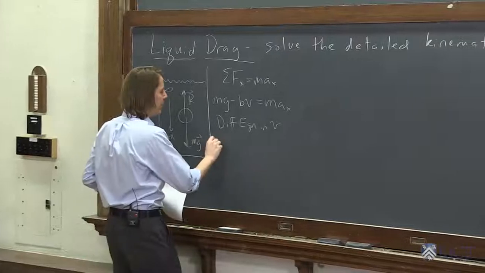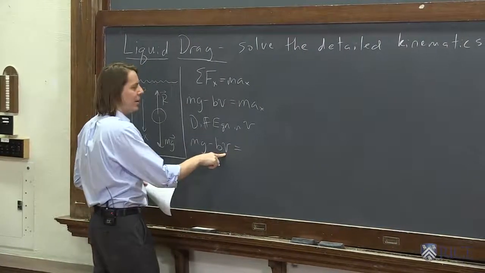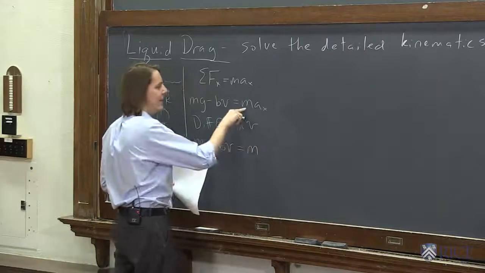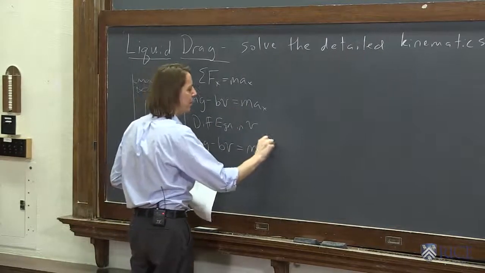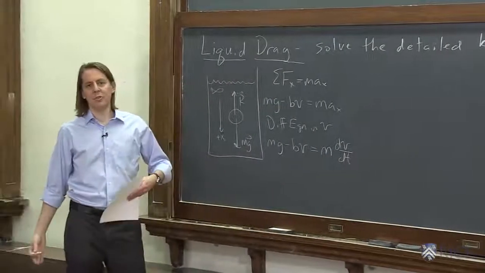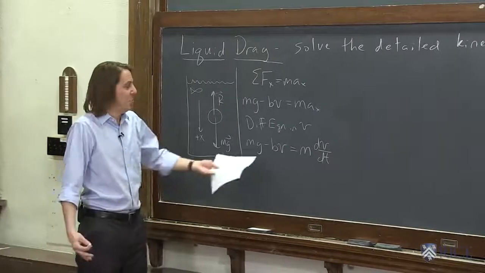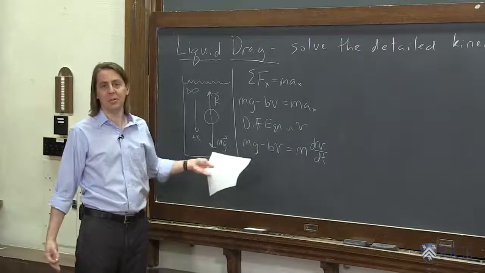Because, what do we know here? mg is just a constant minus bv. That's the v we're kind of looking for. But this is m, and that is dv dt. So you solve differential equations a lot of different ways. Some of them are shocking. Some of them are straightforward. You would think, well, probably just integrate. And that's what we're going to do here.